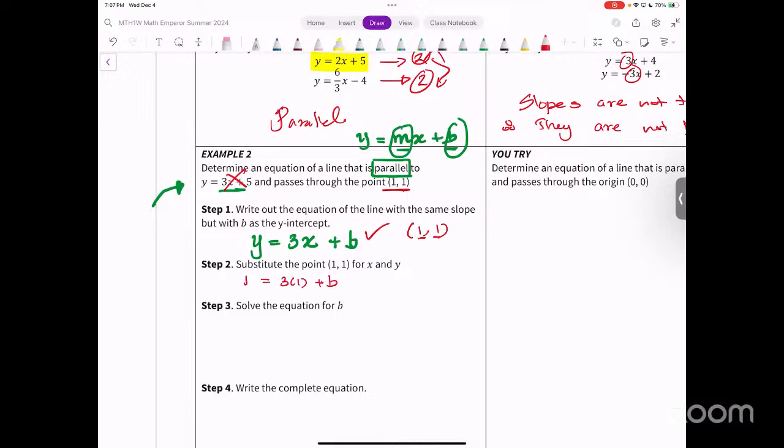Right? Are you just following that? So that gives me the solution for b, which is -2. So we solve for b. So the complete equation: y is equal to 3x minus 2. Has everyone got the question?